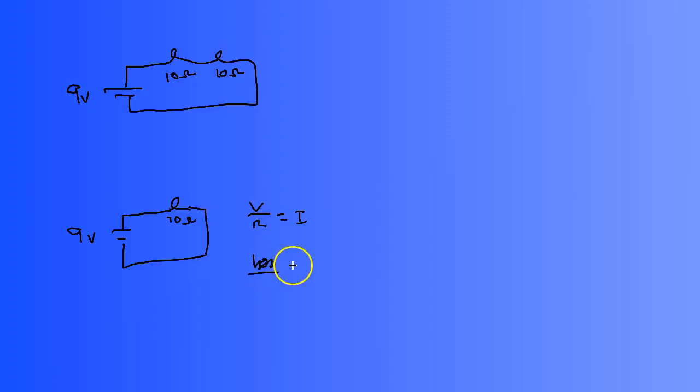Before we do this, the best place to start would be with the simple circuit. If we had a 9 volt battery and a 10 ohm resistance, we could solve for the current using V over R equals I, Ohm's law. So with 9 volts and 10 ohms of resistance, that's going to give us a current of 0.9 amps, or 900 milliamps, which is a decent amount of current.